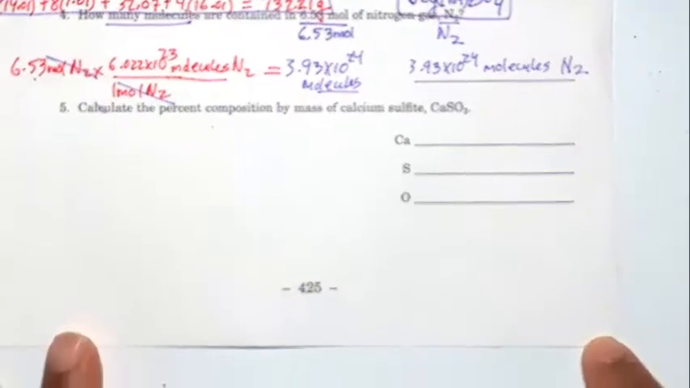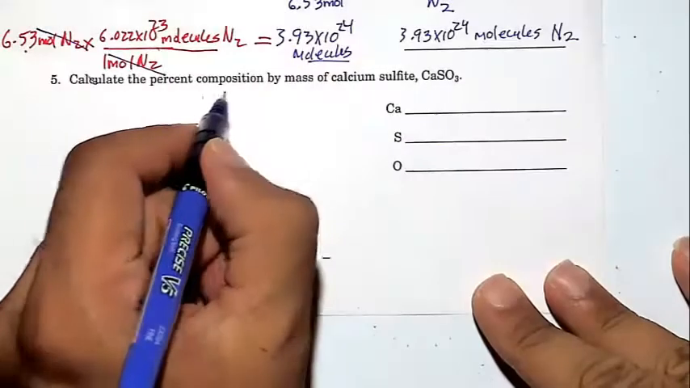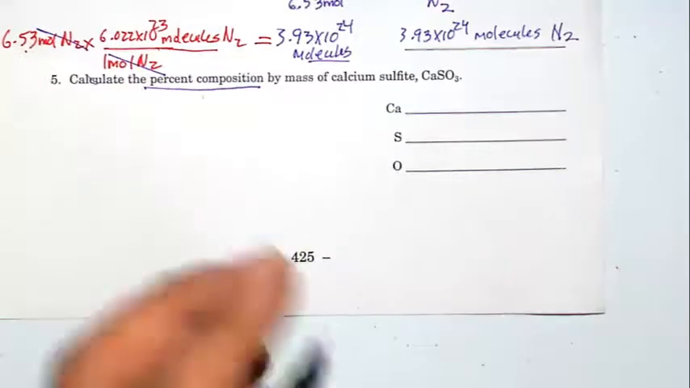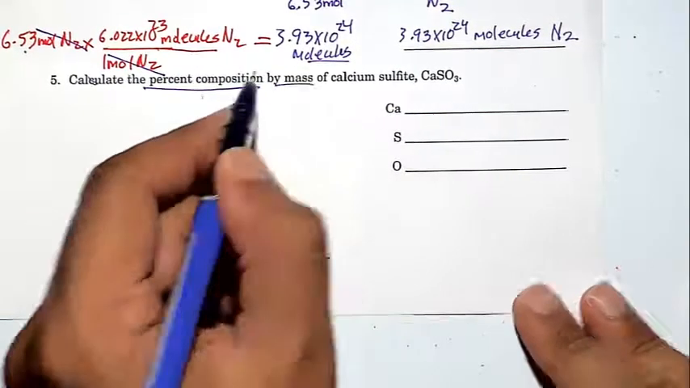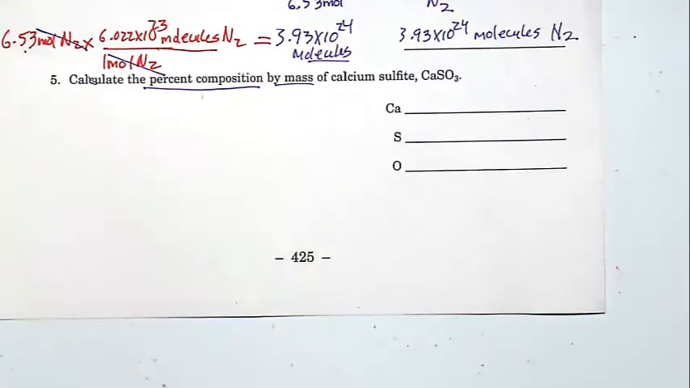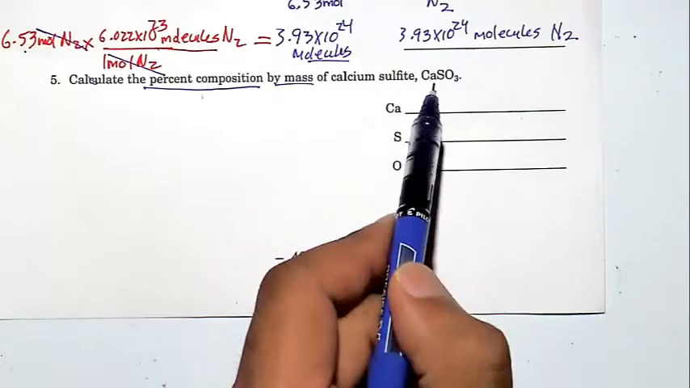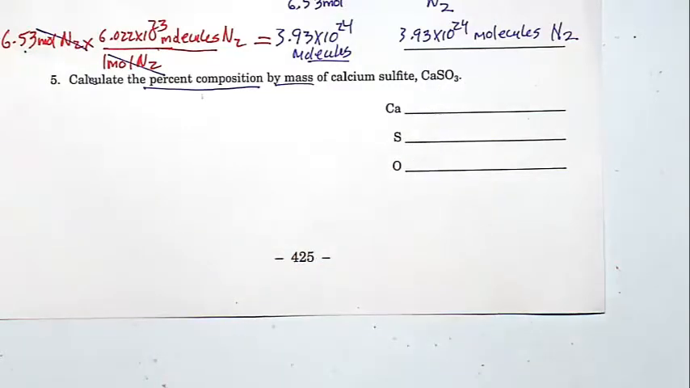An interesting problem here is asking for us to calculate the percent composition by mass of calcium sulfite. So all percentages add up to 100%. It's like cutting a pizza. If you take a pizza slice out, you don't have 100%. But if you join all those pizza slices together, you still have 100% of the pizza. So all of this has to add up to 100%.